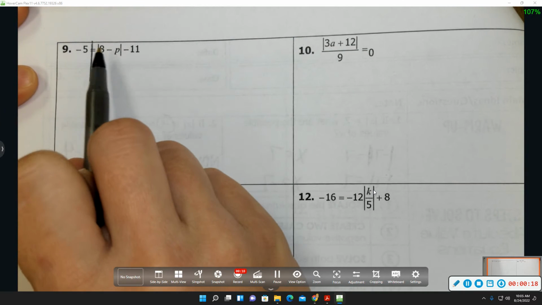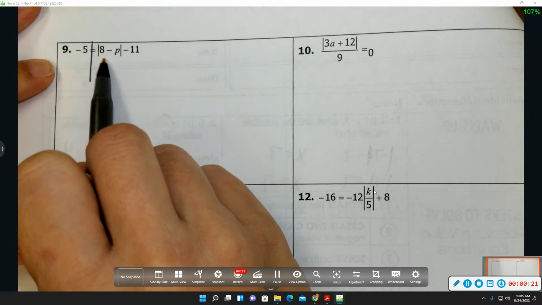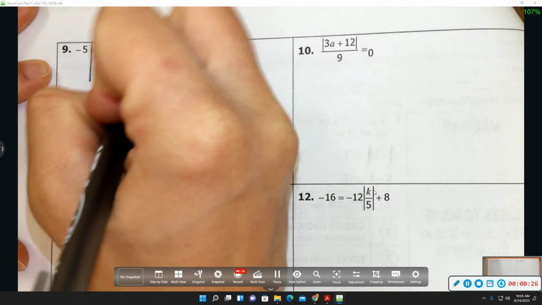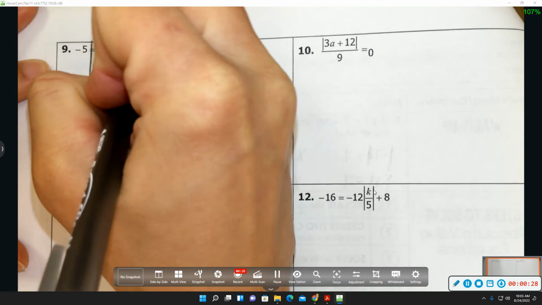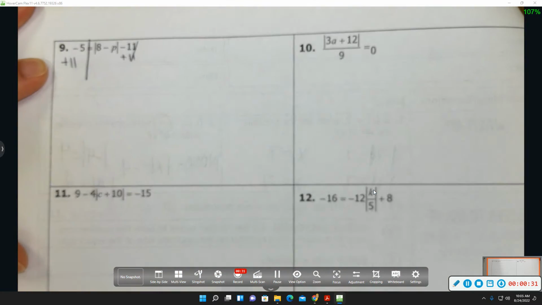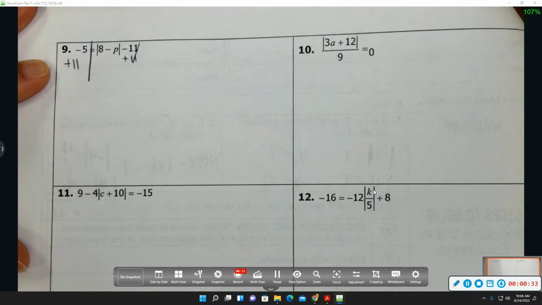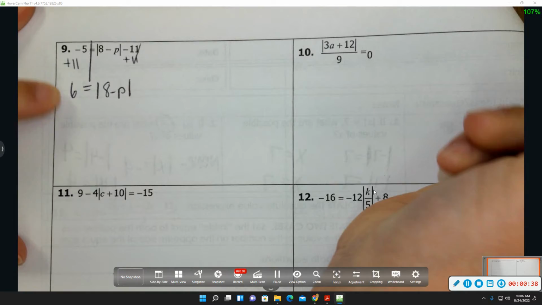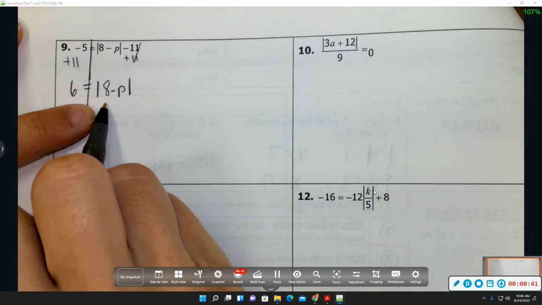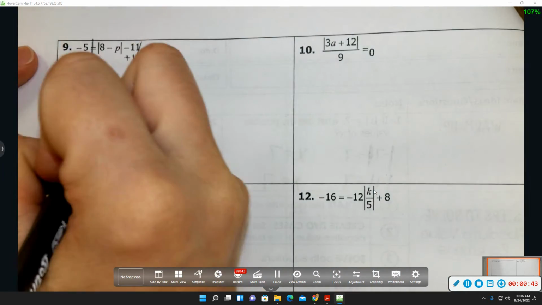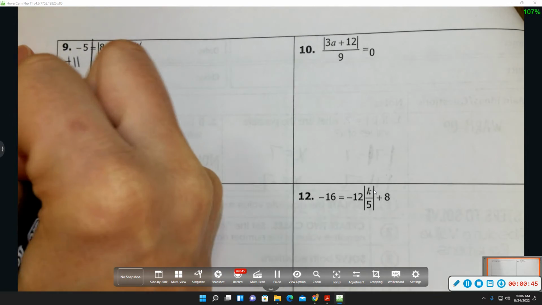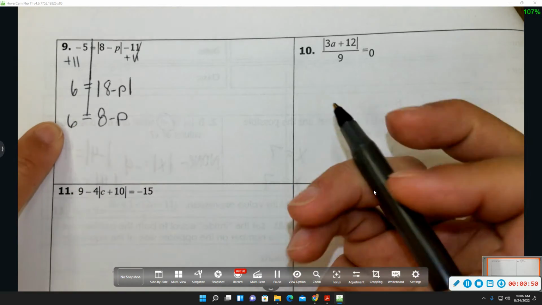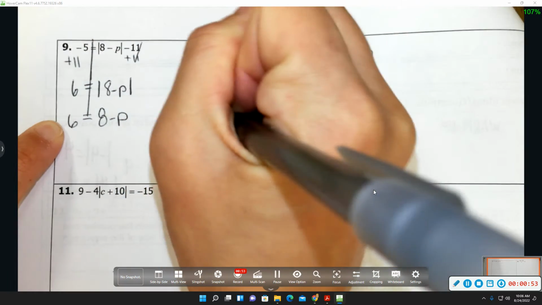The absolute value expression is over on the right side. Is there anything outside of it? Yes, the minus 11. So you want to undo that first. So you will add 11. And you would get 6 equals the absolute value of 8 minus p. Now the absolute value is isolated, so you can drop the absolute value. When you drop it, you set the opposite side to the positive and to the negative.